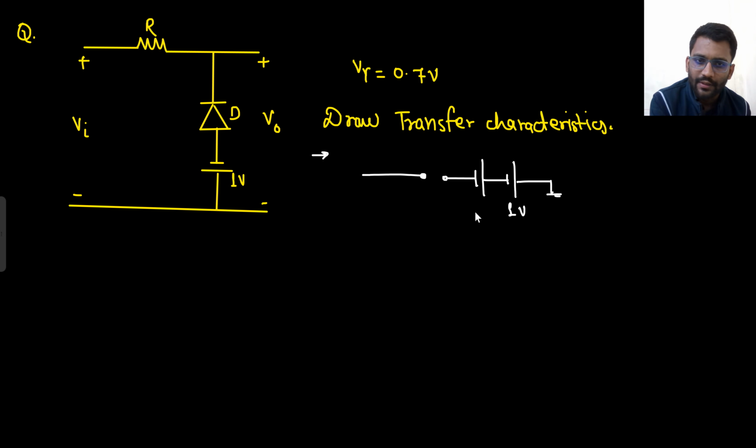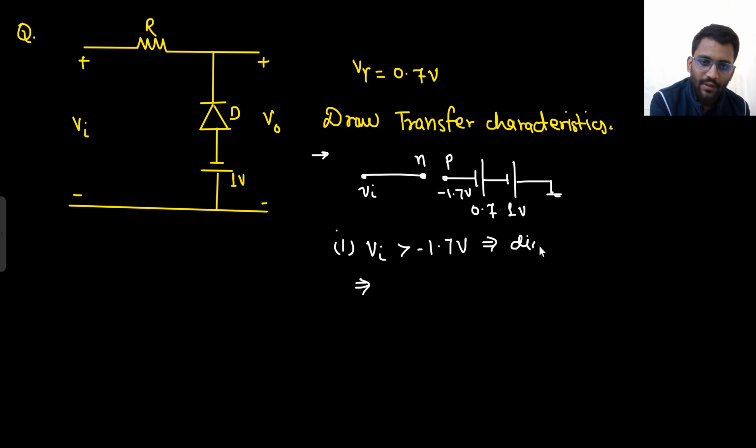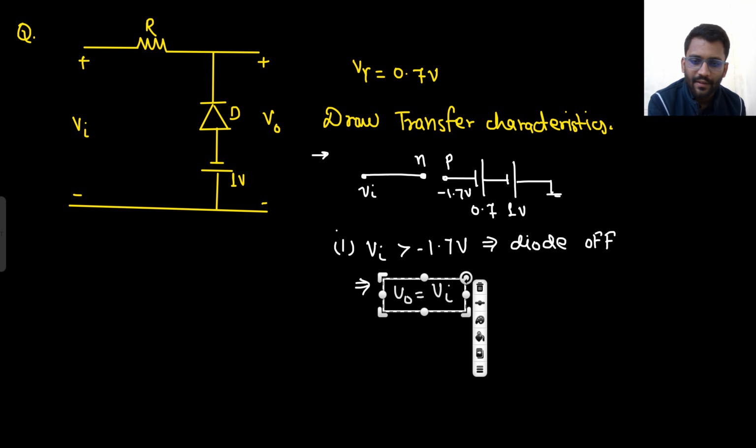This will be 1 volt, this will be 0.7, this is P, this is N, this is V in. At the P side you have minus 1.7 volt. So the first case: if V in is greater than minus 1.7 volt, then what will happen? The diode will be off, and if the diode is off, V out will simply be equal to V in, right?